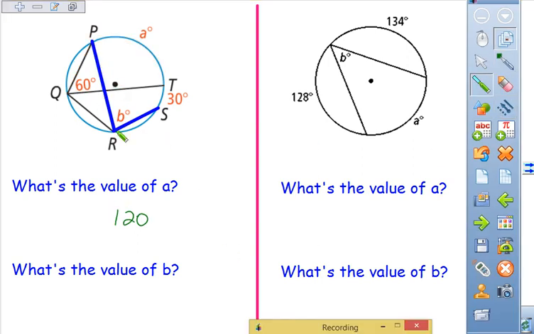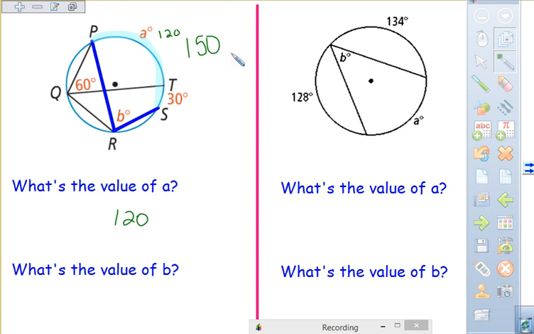If I now focus on angle B, which is an inscribed angle, the arc that it intercepts is this one, so I'd have to find the measure of that. We already decided that A was 120, so the measure of the blue arc is 120 plus 30, so the entire blue arc is 150. So then to go into the intercepted arc, we'd have to divide by 2, so half of 150 is 75.